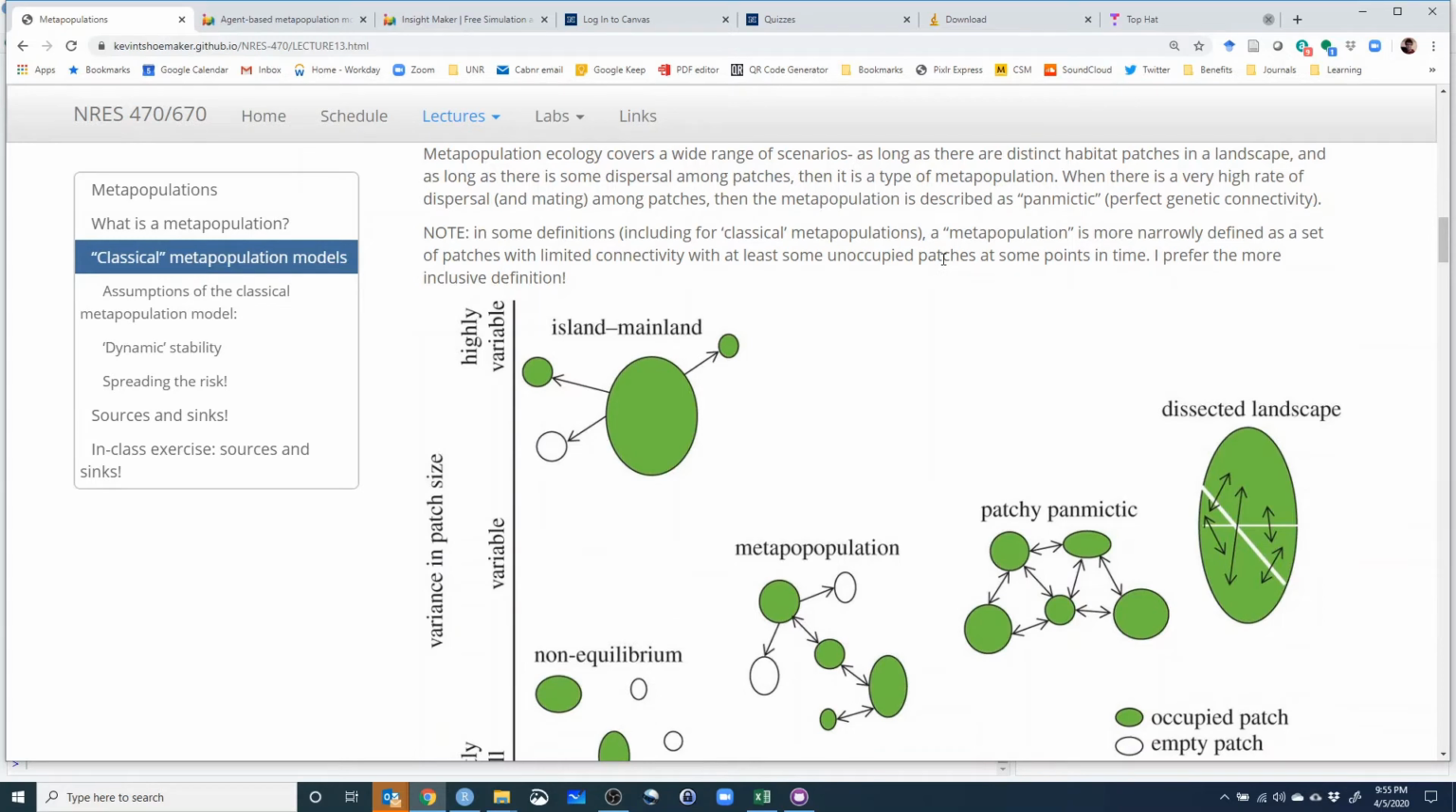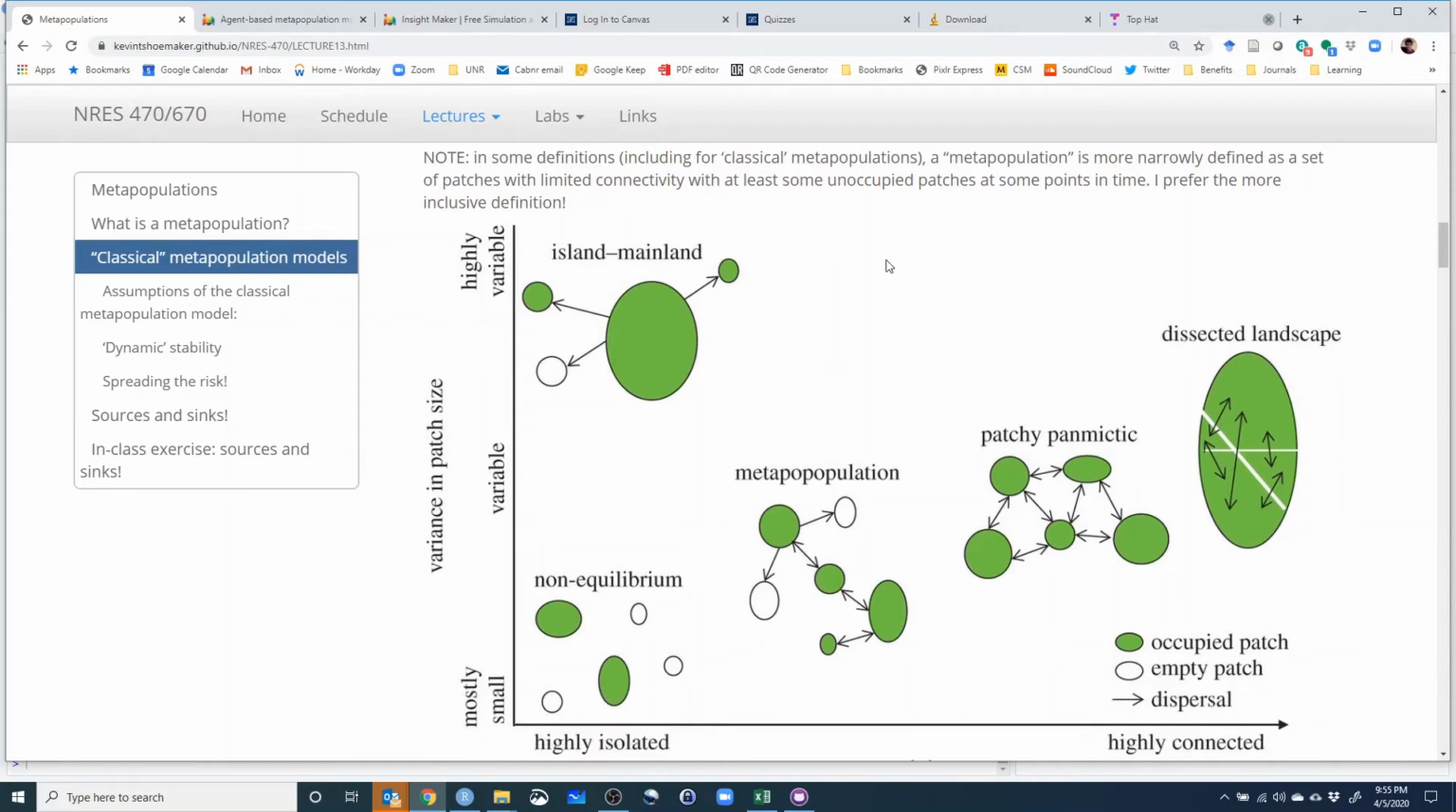Just note that in some definitions, including for classical metapopulations, the type that Gattelli talks about in chapter 4, a metapopulation is actually more narrowly defined as a set of patches with limited connectivity and at least some occupied patches at some points in time.